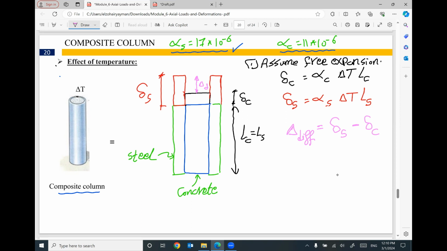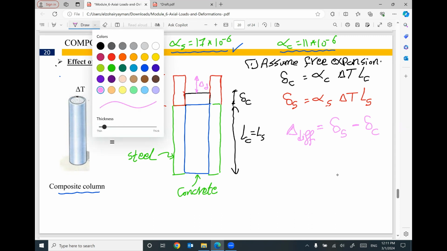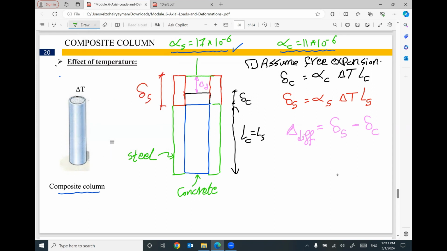But this difference will not happen because the concrete and the steel are one unit. Yes, they are two materials, but they are working as one unit. So what will happen? We will have a force trying to push the steel down, and another force, which is the same force, trying to push the concrete up. So both of them will be here.